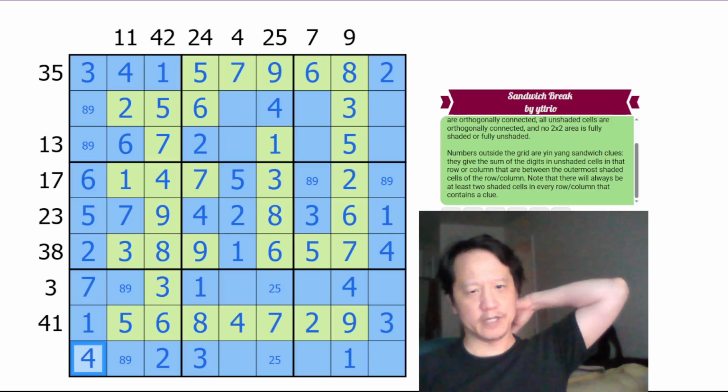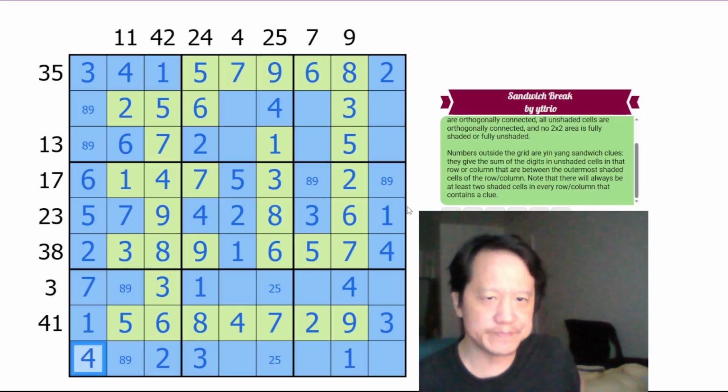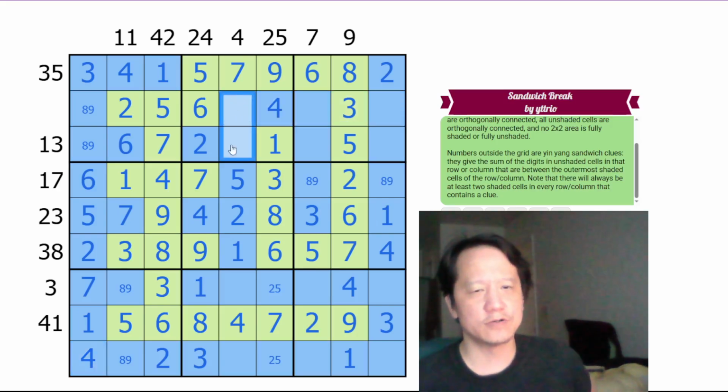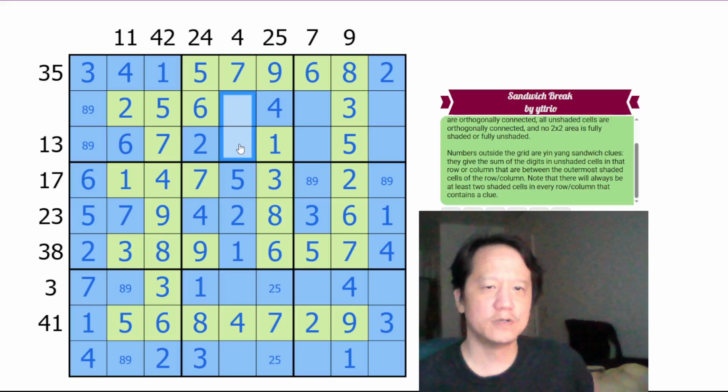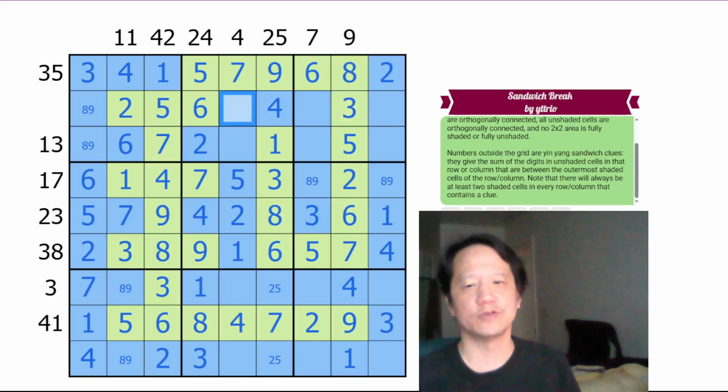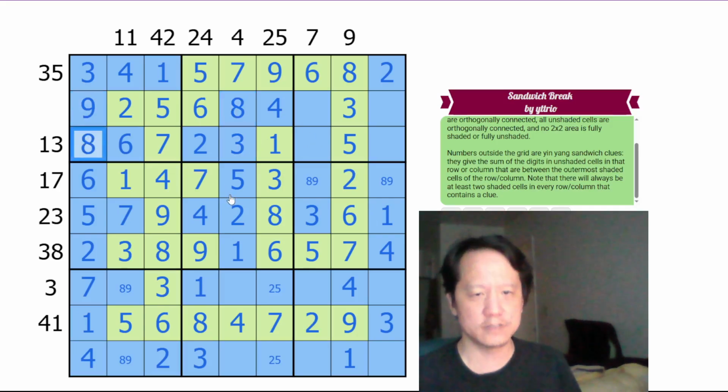Okay, remaining digits in box 2. It has to be 8 and 3. 3 can't be here because of 3 in the row, so this is 8 and 3. 8 eliminates 8 here, so it's 9 and 8.